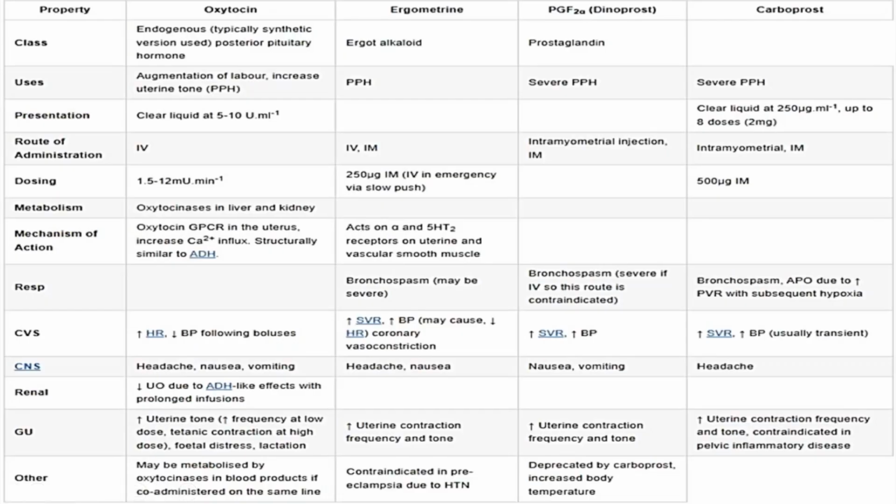This is from Life in the Fast Lane, where they have given even more detail. This is not for answering exams; this is for notes purposes, where they talk about oxytocin, ergometrine, dinoprostone, and carboprost, which is PGF2 alpha. Again, they have mentioned everything. You can see under respiratory, carboprost and dinoprost, the prostaglandins, can cause bronchospasm. So this is important, you have to remember that. I'll share these slides with you for your own notes.